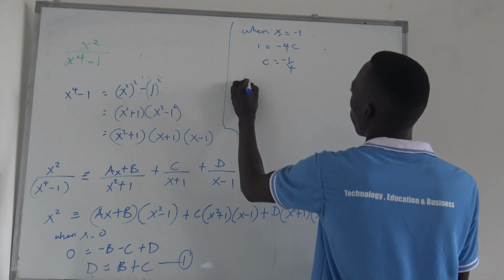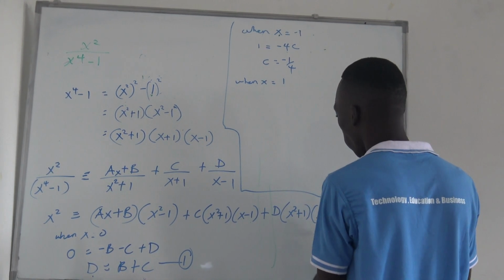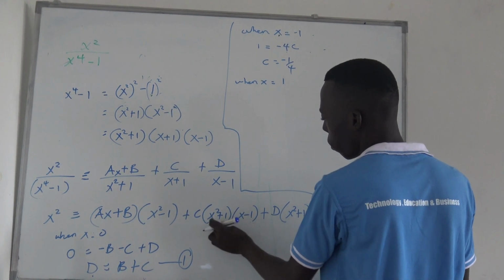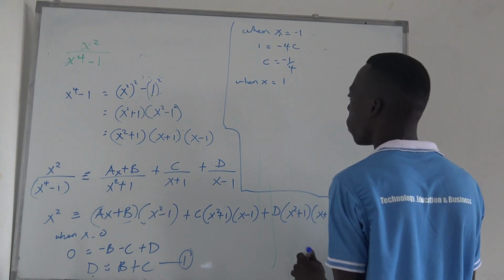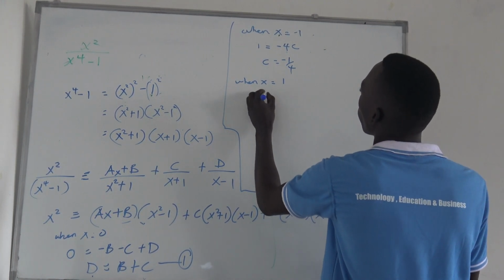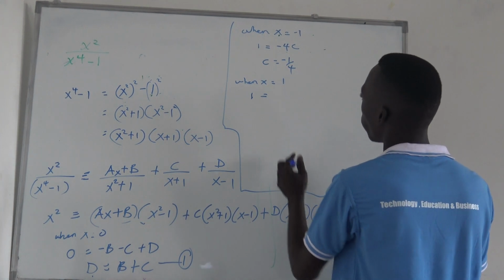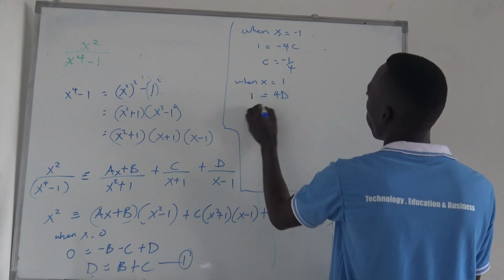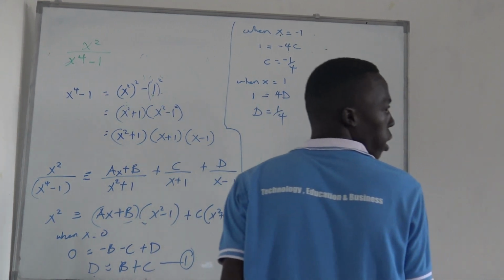Also when x equals 1, this one will go to 0, and this one will also go to 0. So we shall remain with this. So here I have 1 equals 2, that is 2. Also this one is 2, it means it is 4d. D is a quarter.